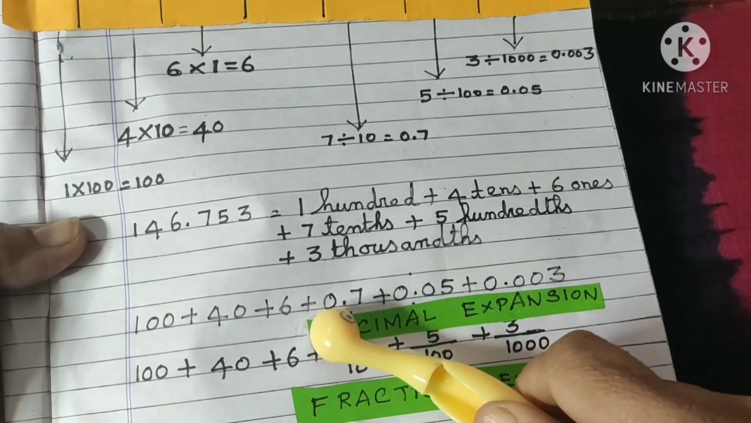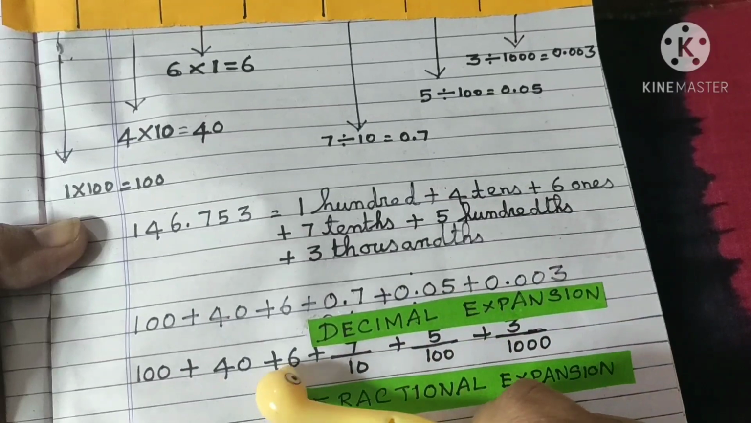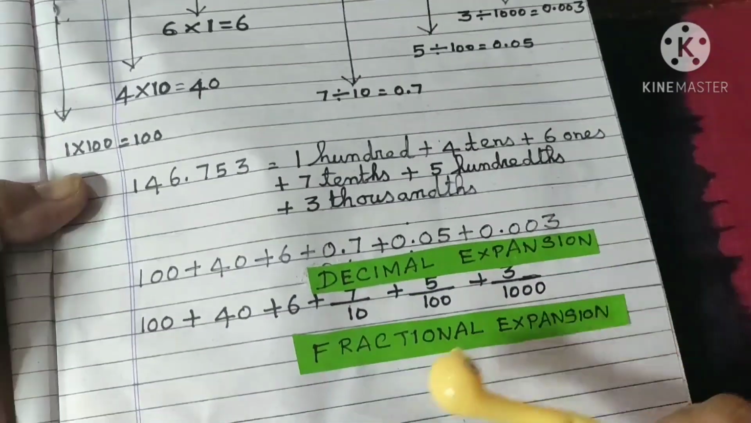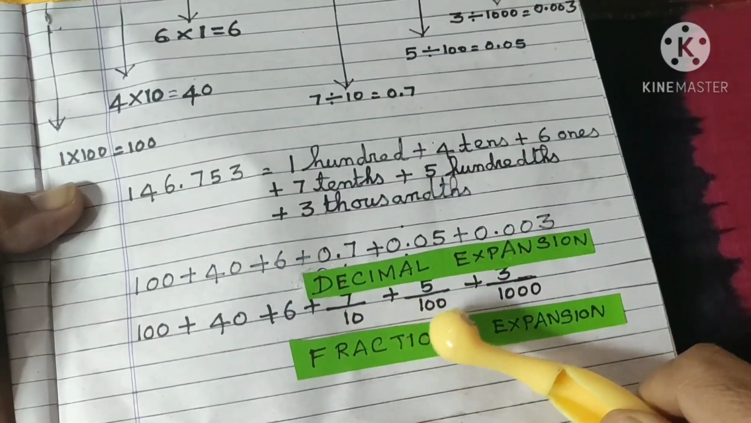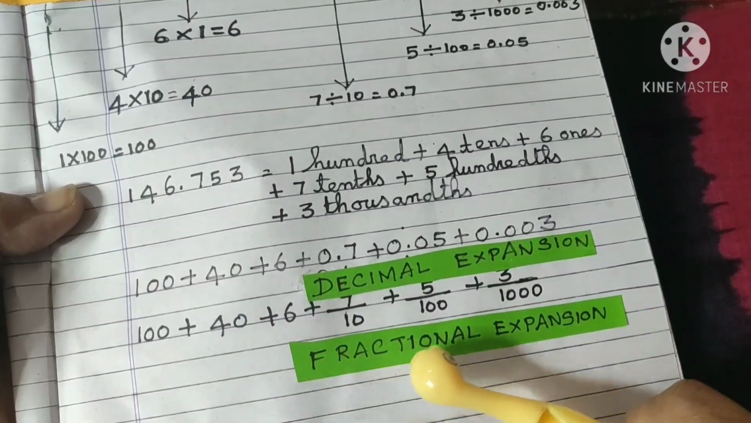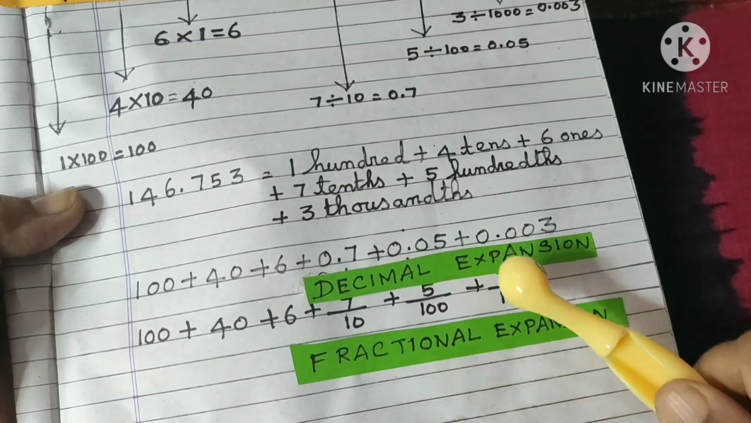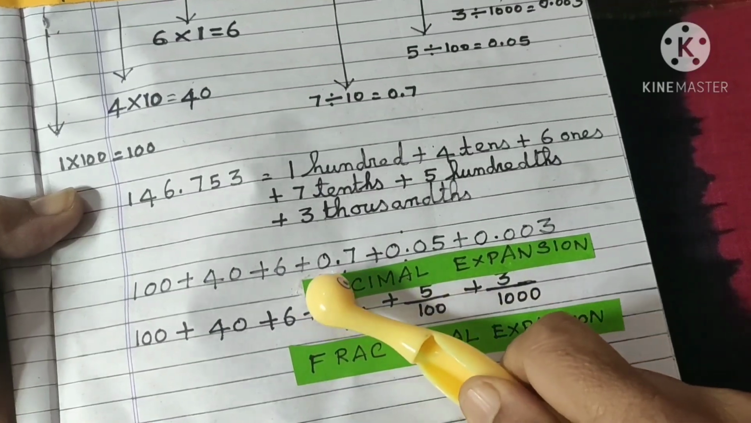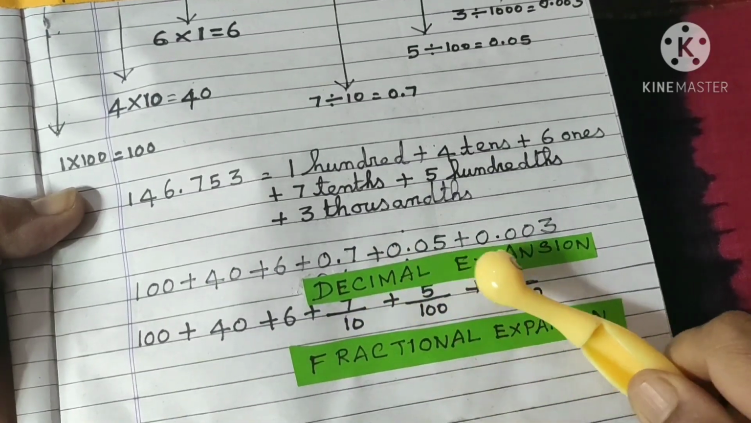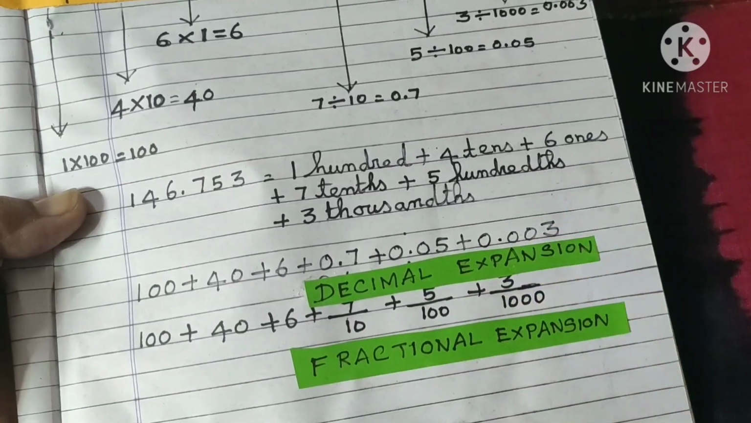If the decimal part is written in decimal, that is said to be a decimal expansion. If the decimal part is written in fraction, that is said to be a fractional expansion. 7 upon 10, 5 upon 100, 3 upon 1000. 0.7, 0.05, 0.003.